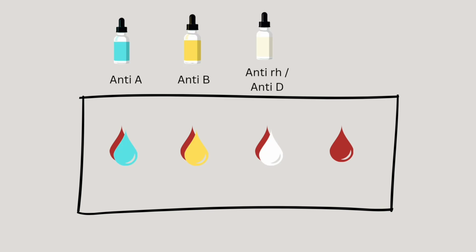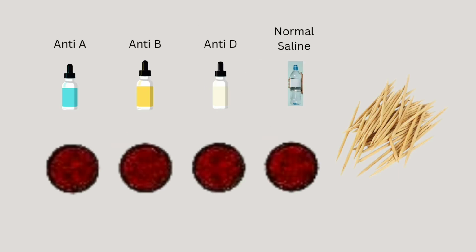Now add 1 drop each of anti-A, anti-B and anti-D reagents. To the fourth blood drop, which is the negative control, add a drop of normal saline. Now quickly mix the 4 drops individually using 4 different toothpicks. Do not use the same toothpick for mixing all the 4 blood samples.